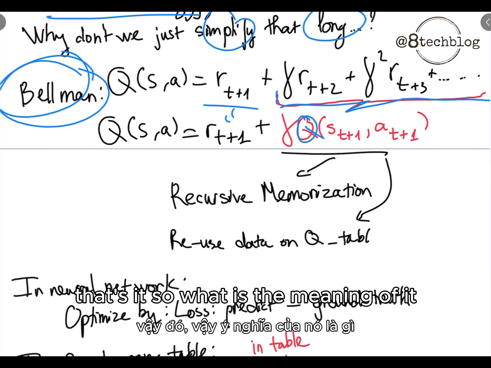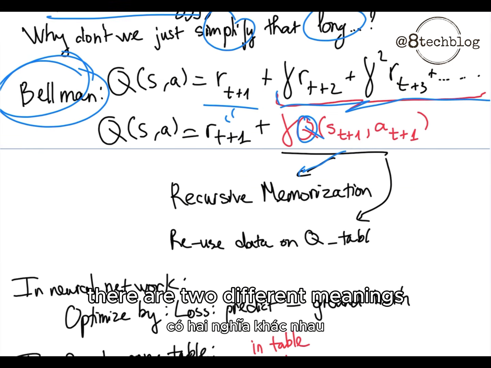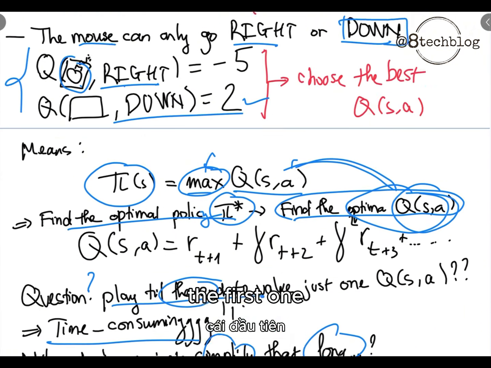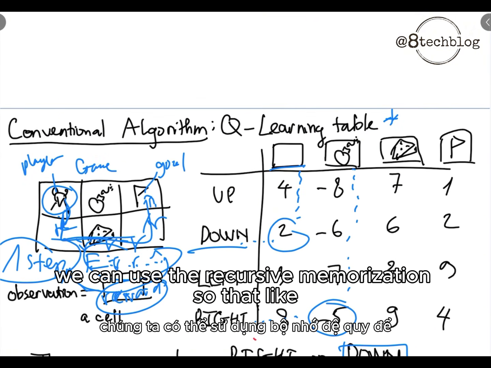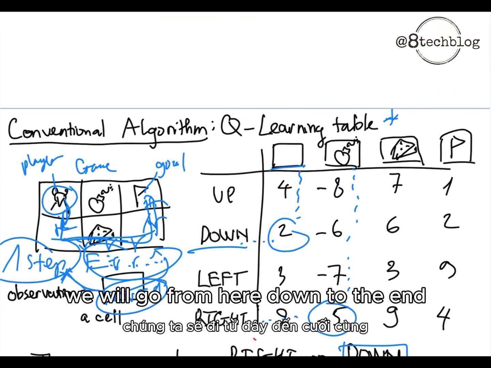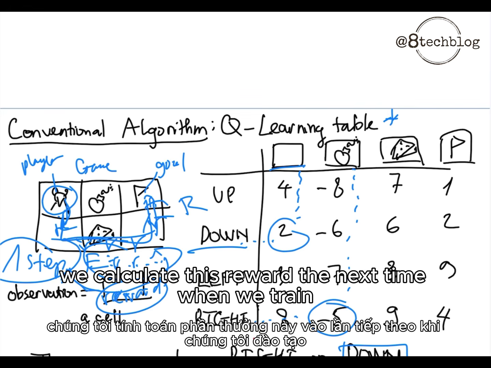So what is the meaning of it? There are two different meanings. The first one is recursive memorization, so that we go from here down to the end, and we calculate this reward.